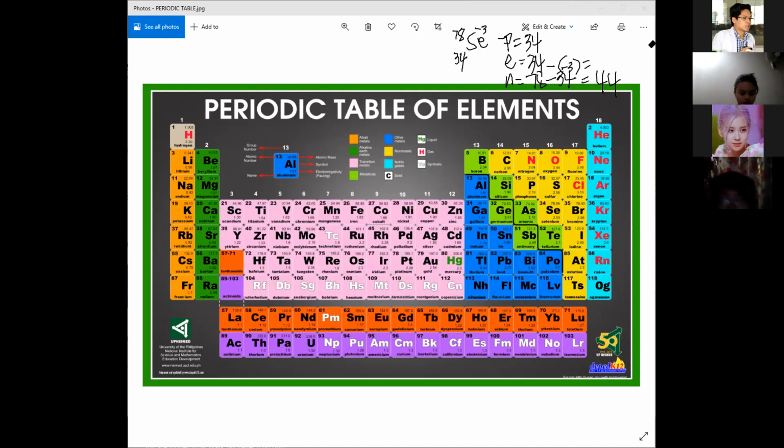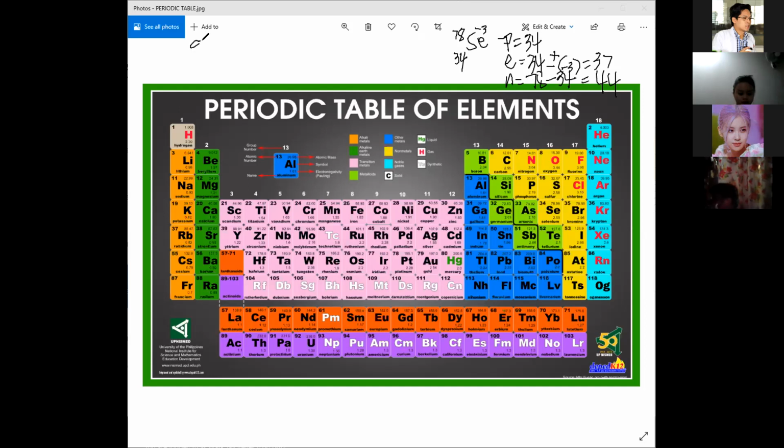31. 34 minus negative 3. Why is it 31? Minus negative? Again, if the negative will be deducted, it will become positive always. This will become positive. So 34 plus 3, it will become 37. So you are now making more electrons than protons to make it an ion.